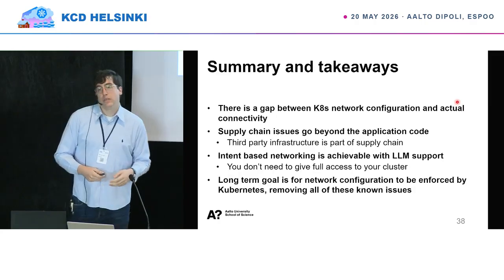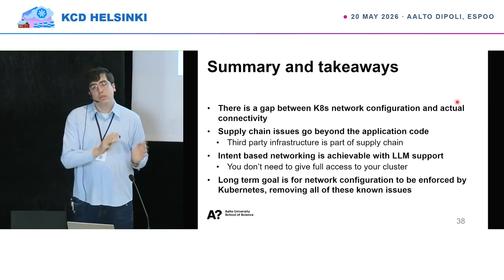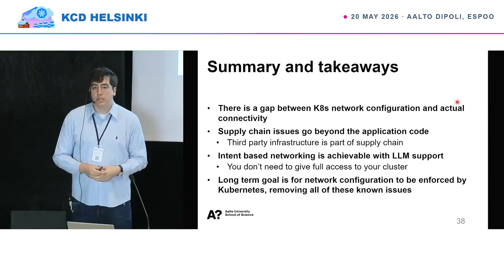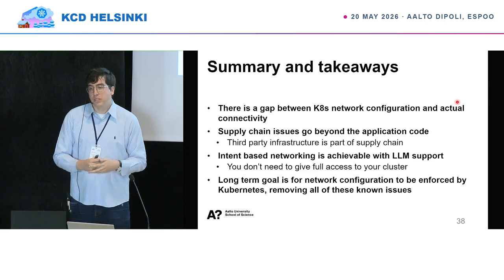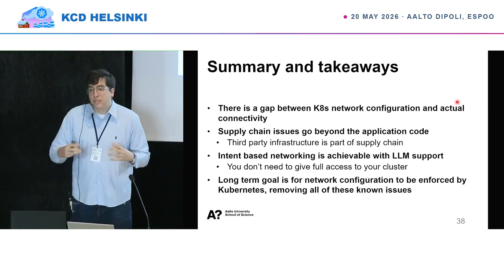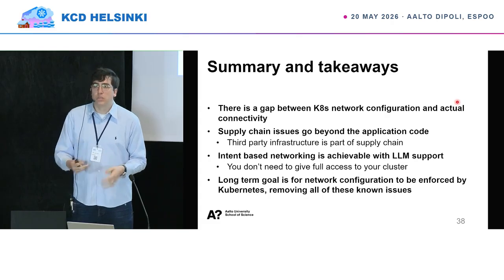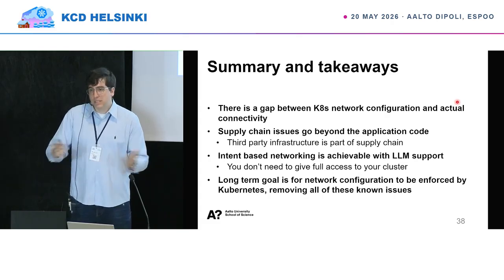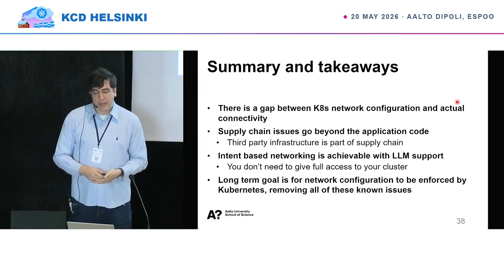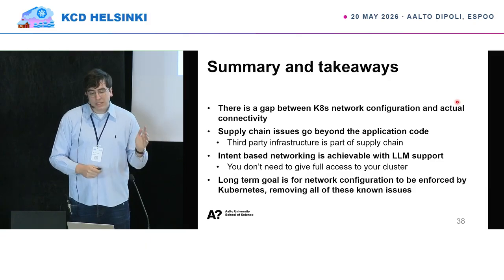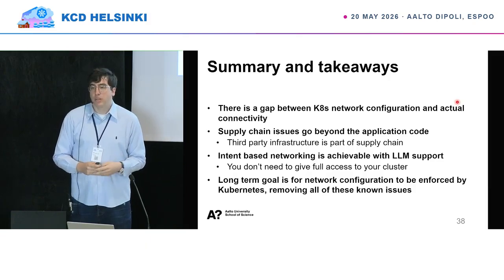So this will be the end of the presentation. After all of these 3 projects that are part of our work, what are the takeaways? We have seen that there is a gap between the Kubernetes network configuration and the actual connectivity, and that's a reality. Ideally, not everybody that works on Kubernetes needs to be aware of this, but as things are today, this exists, and it's a problem.